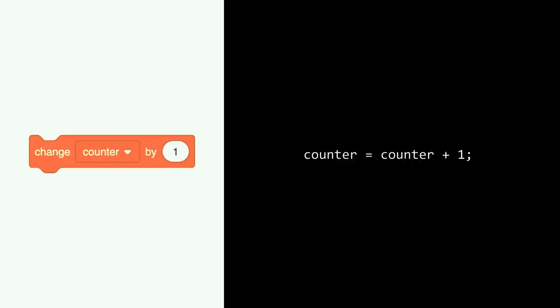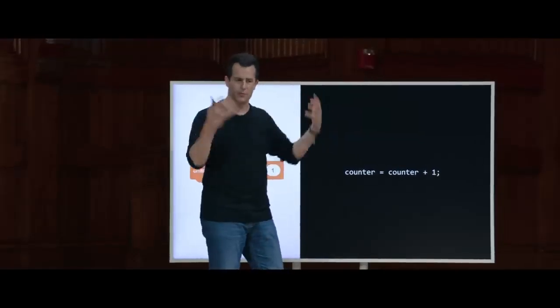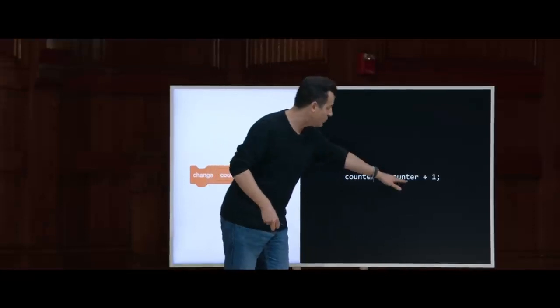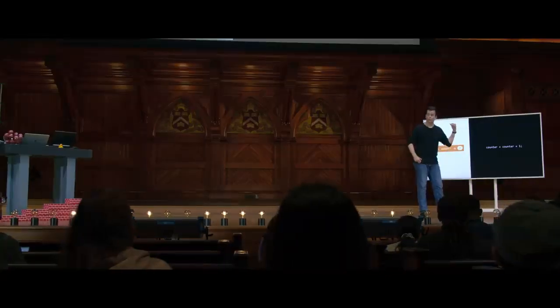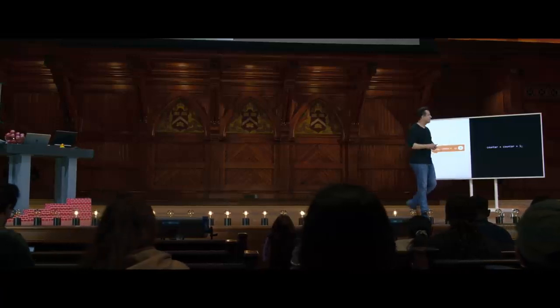So this line of code is not saying that counter equals counter plus 1, because that's just not possible using typical numbers. But this means take counter's value, add 1 to it, and assign it back to the counter variable. So it's like incrementing counter in this way.